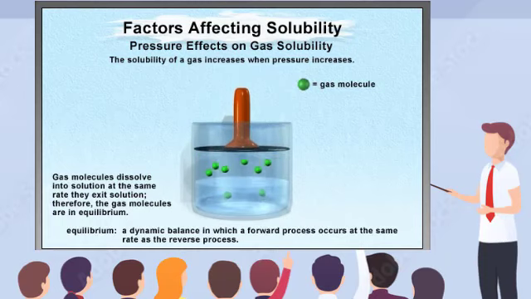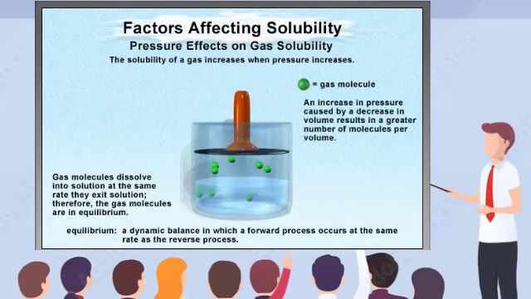In the chamber, an increase in pressure caused by a reduction in volume results in a greater number of gas molecules per unit volume. The increase in concentration disturbs equilibrium, temporarily causing more gas molecules to strike the liquid's surface and dissolve into solution at a faster rate than gas molecules leave the solution. As a consequence, more gas molecules are forced into solution.